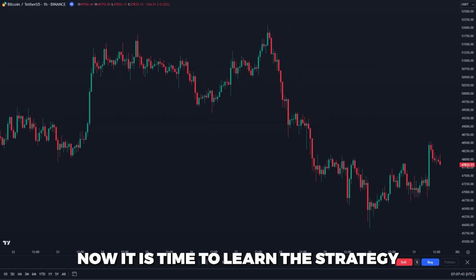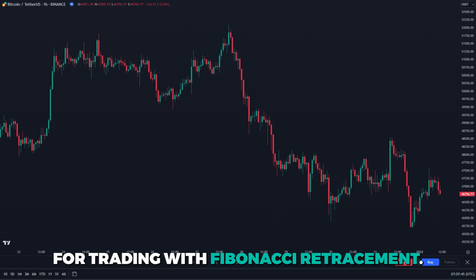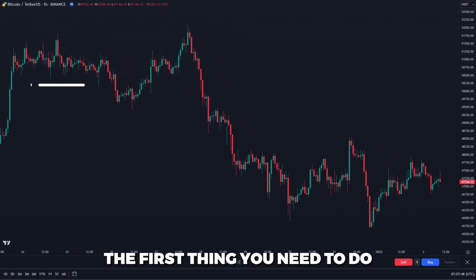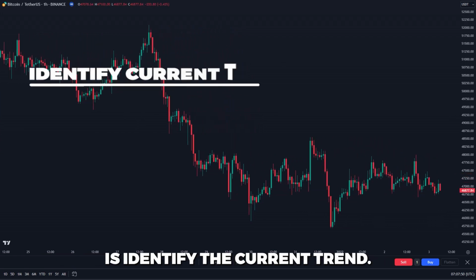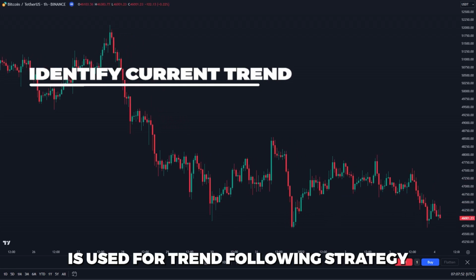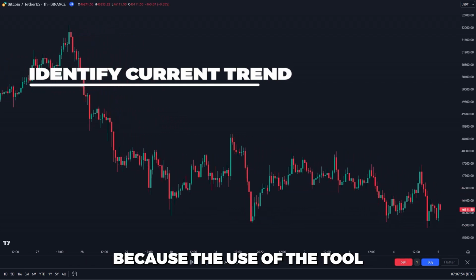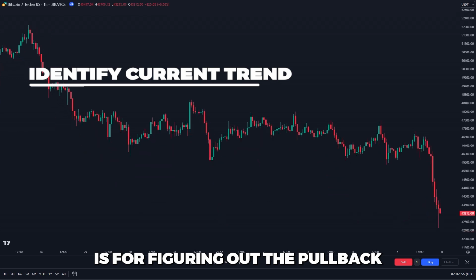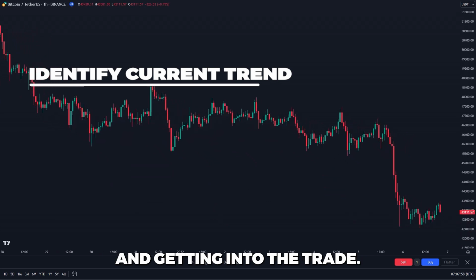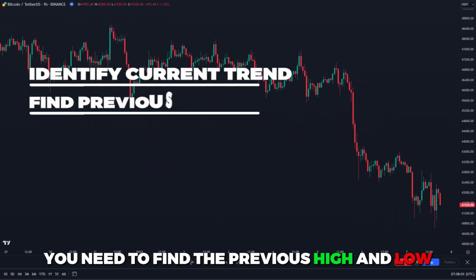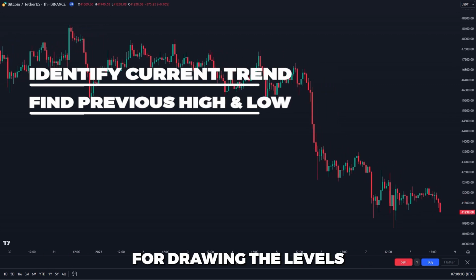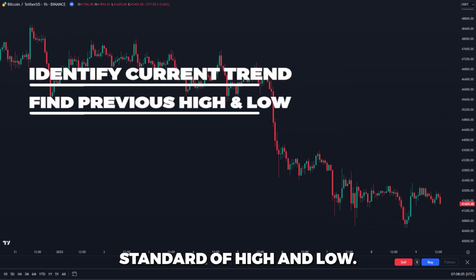Now it is time to learn the strategy for trading with Fibonacci retracement. The first thing you need to do is identify the current trend. Fibonacci retracement is used for trend-following strategy because the tool is for figuring out the pullback and getting into the trade. Secondly, you need to find the previous high and low. For drawing the levels, you need to find the right standard of high and low.